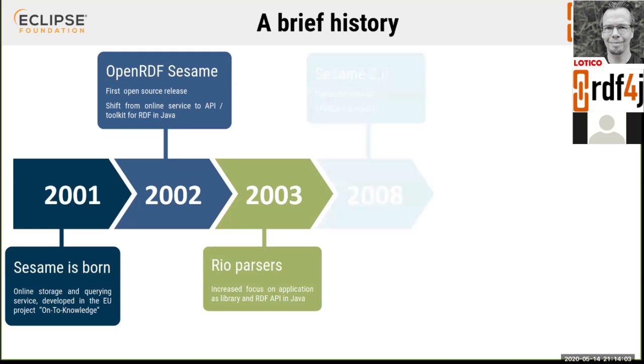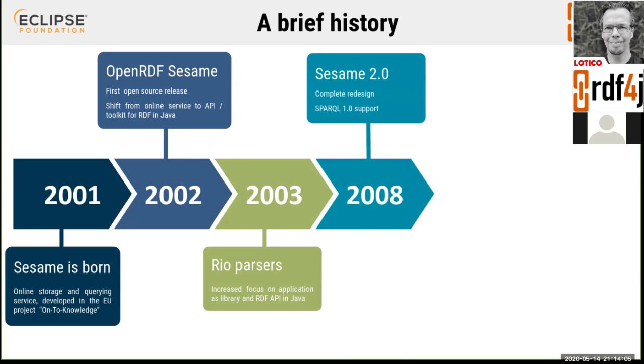If we then fast forward a little bit, in 2008, we decided that we had built enough. We threw it all away and started again. Sesame 2.0 was a complete redesign of the entire framework. This is also around about the time when SPARQL 1.0 became almost a recommendation, I want to say, or already was a recommendation. Actually, we were involved in the working draft specifications of that a lot as well.